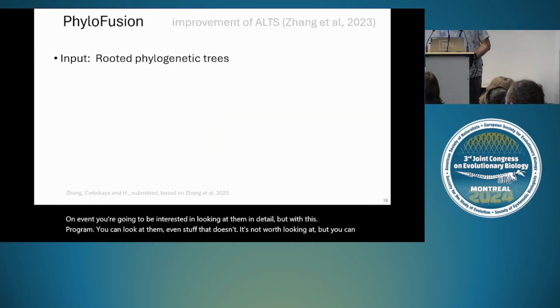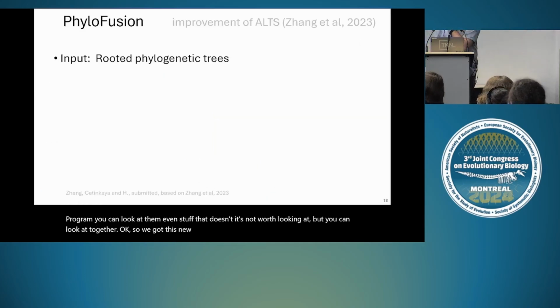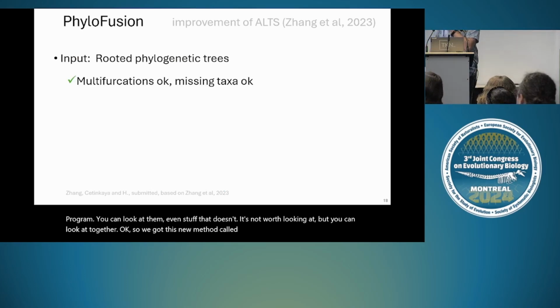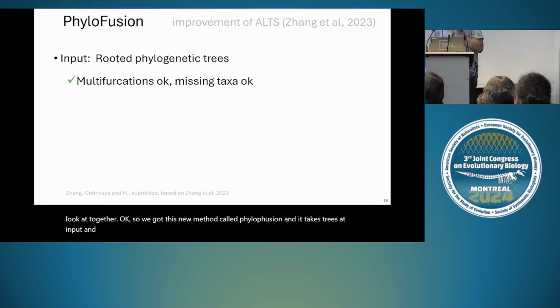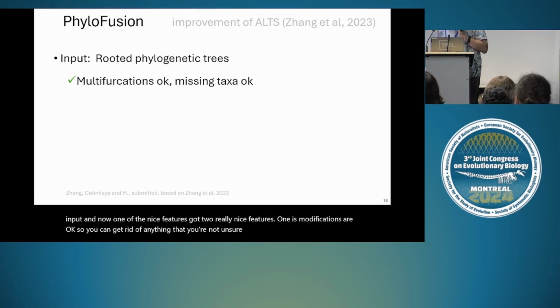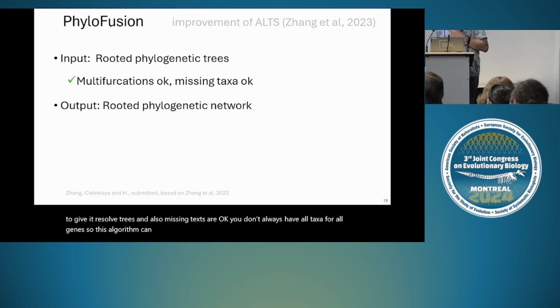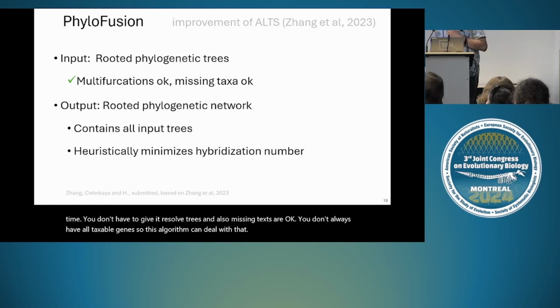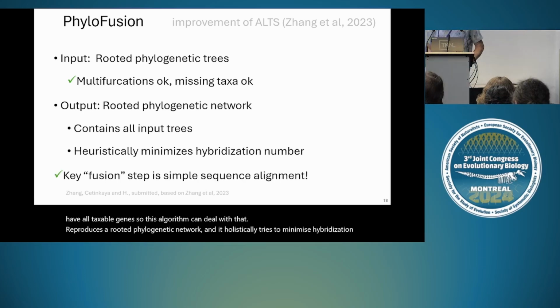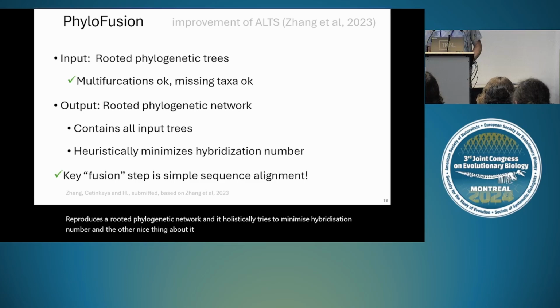Okay, so we got this new method called phylofusion. It takes rooted trees as input, and it's got two really nice features. One is that polytomies are okay, so you can get rid of anything that you're unsure about ahead of time. You don't have to give it resolved trees, and also missing taxa are okay. You don't always have all taxa for all genes, so this algorithm can deal with that. It produces a rooted phylogenetic network, and it heuristically tries to minimize the hybridization number. And the other nice thing about it is that it's such a simple algorithm.